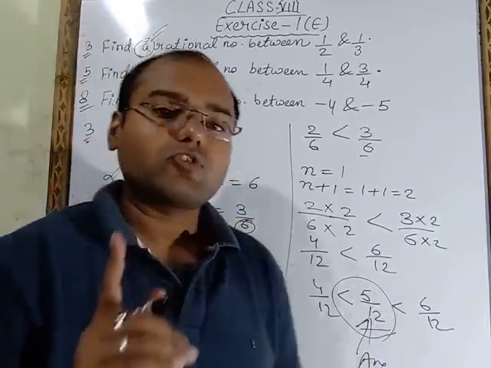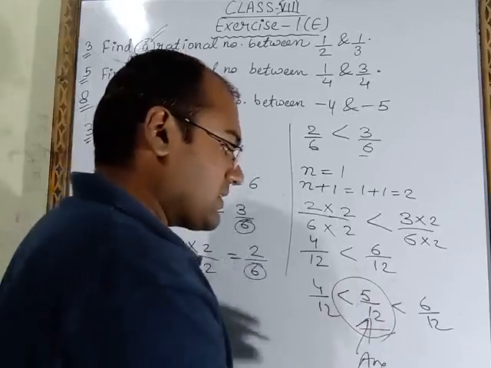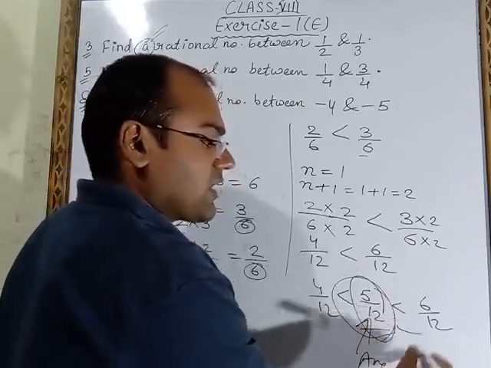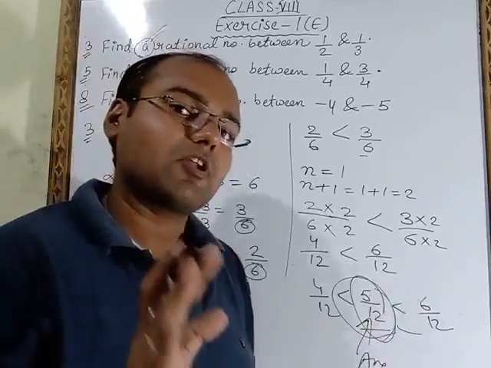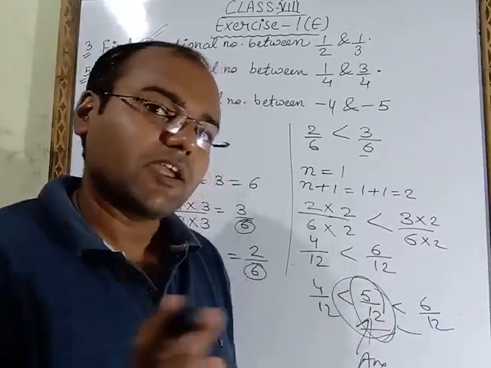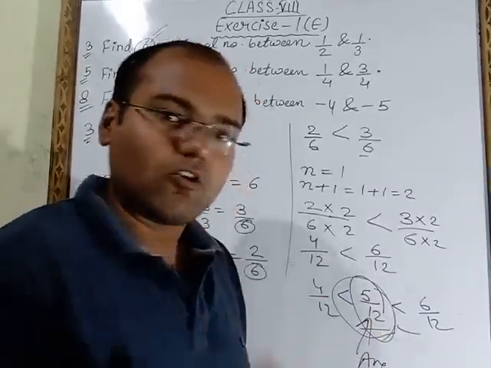And one more thing you have to remember. It is not compulsory that your answer will be 5 upon 12 only. Between 4 upon 12 and 6 upon 12 there are infinite rational numbers. It is not compulsory that 5 upon 12 is the only answer.